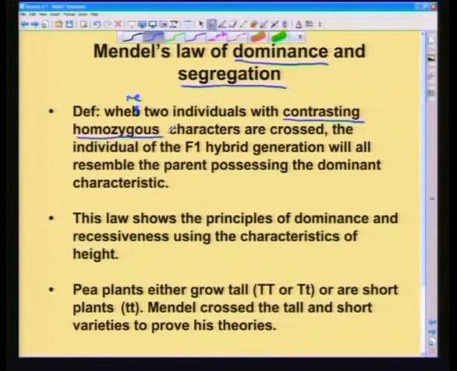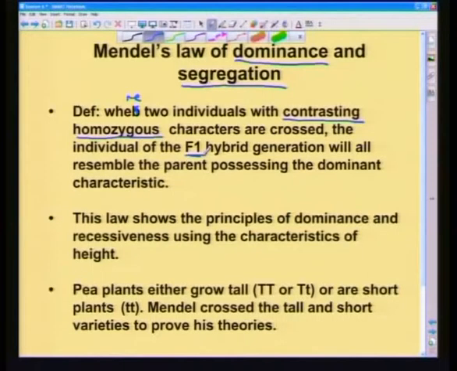The individuals of the F1, remember F1 is your first family, it's filial 1, the first set of family that the parents get. The hybrid generation will all resemble the parent possessing the dominant characteristic. In other words, if we take a guinea pig with black fur as dominant and a guinea pig with white fur as recessive, when they cross, all the babies are going to be heterozygous.